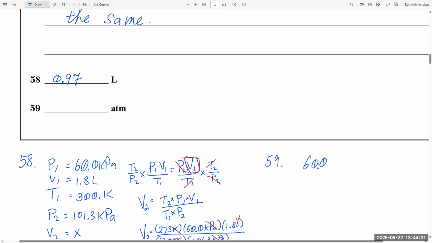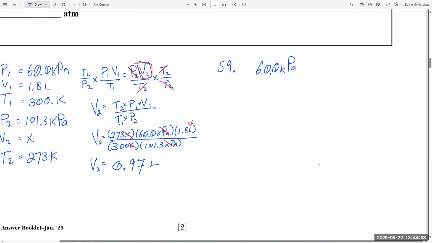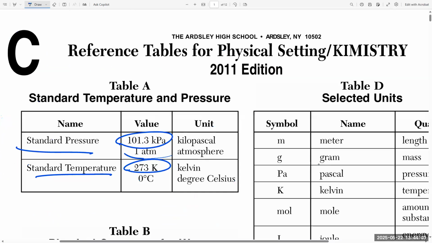60.0 kilopascals, right? And what do we know? We know that if you go here, the unit is right here, which means 101.3 kilopascals per 1 atmosphere, right? And it's vice versa, right?